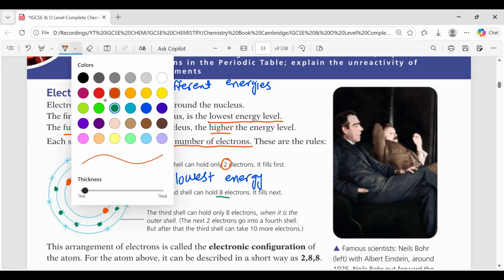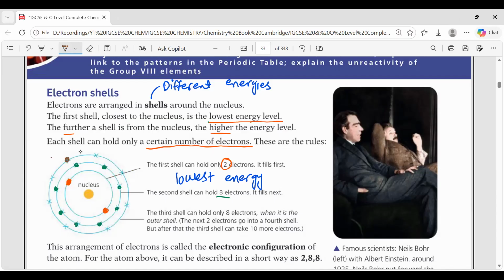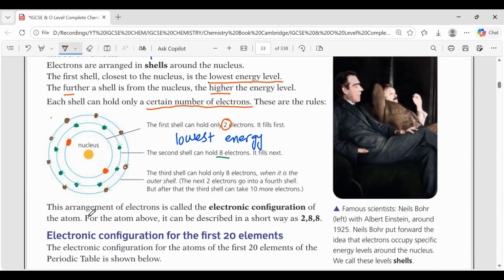But after the third, like the fourth or fifth, it can hold more, like 10. So this is the case here. This is what we call the electronic configuration. Electronic configuration means how the electrons are arranged. Arrangement of electrons is known as electronic configuration. This is what I was asking you in the previous classes, that you know about electronic configuration.